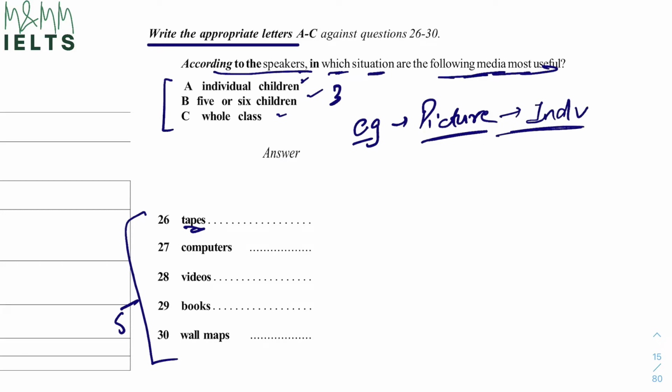Yep. So if you would have noticed, when they started with these kinds of questions, they gave us an example. Like, for example, picture, it's best suited with the individuals. Now, this has nothing to do with the questions that you're about to do because that was just an example. It's good to know that information, but that is not what is going to help you get your band score. So that was just an example, but now let's start with all the questions one by one. So now we are looking for tapes.